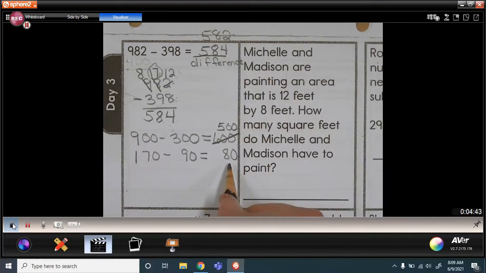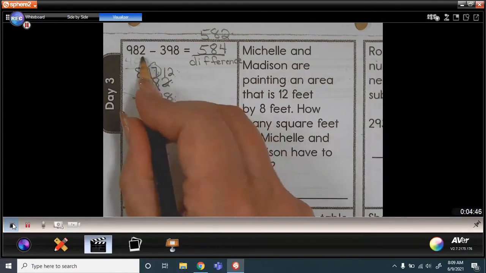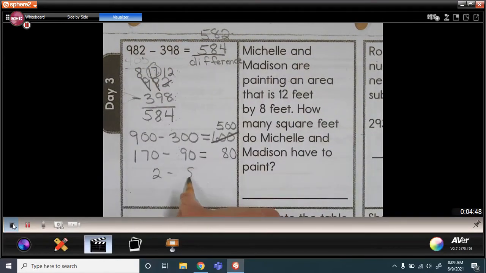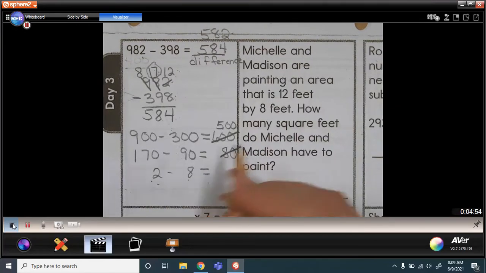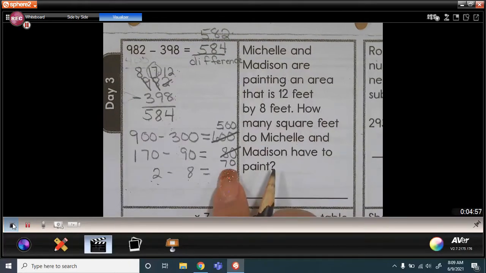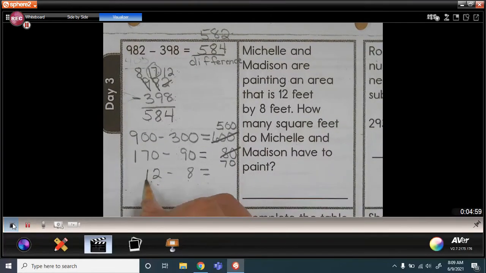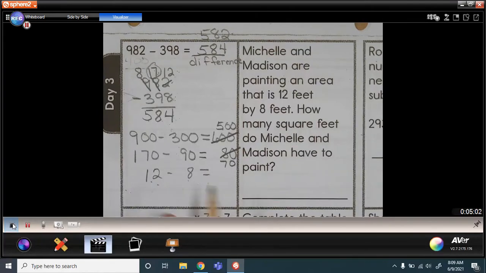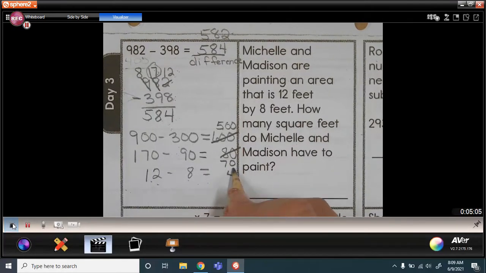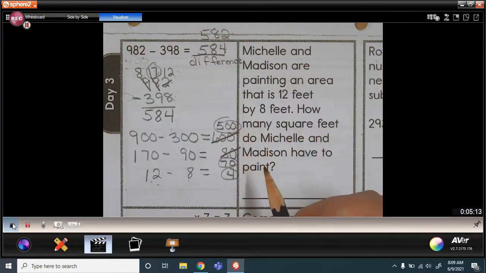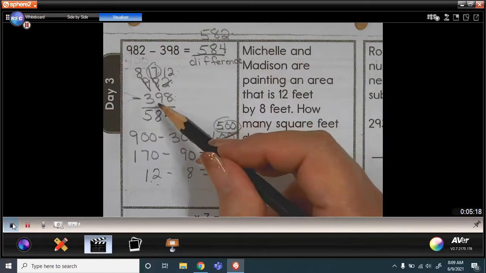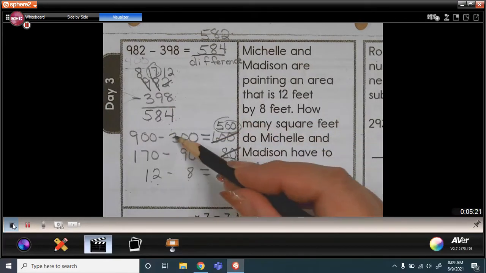Now, if I subtract 2 minus 8, again, I still cannot subtract this 8 from 2. So again, I'm going to borrow 10, which leaves me with 70, and I'm going to add it to my ones place, which is now 12, and 12 minus 8 is 4. Now I take my 500, my 70, and my 4, and I put them back together, oh, wait, that doesn't make sense. What happened? Did I subtract wrong? Let's see. What did I do incorrectly here? So I may not be paying attention.